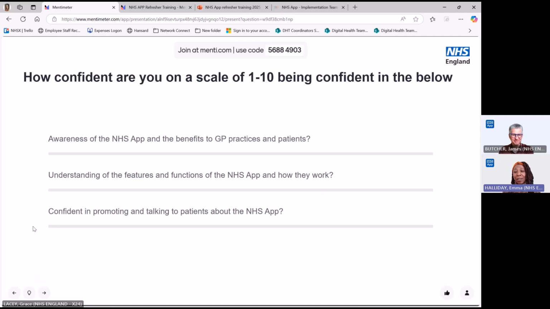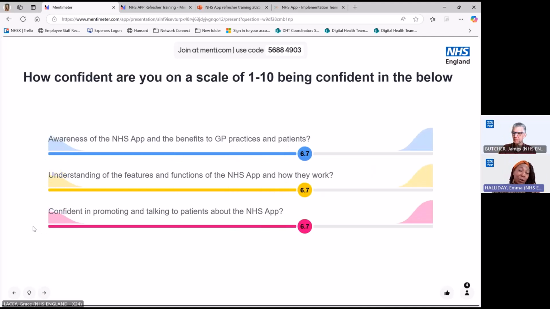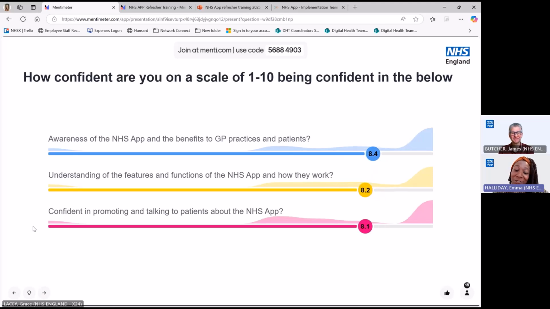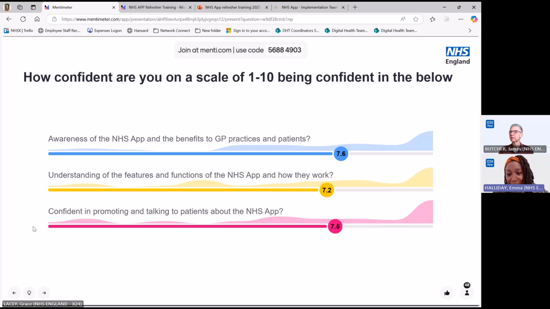with the app. So now we just want to find out where you currently are feeling with the NHS app and how confident you are. So 1 being not confident at all, and 10 being really confident. I could be up here presenting and answering the questions. Awareness of the NHS app and the benefits for GP practices and patients. How confident are you with that? About how confident are you with understanding the features and functions of the NHS app and how they work? And then also, how confident are you in promoting and talking to patients about the NHS app?